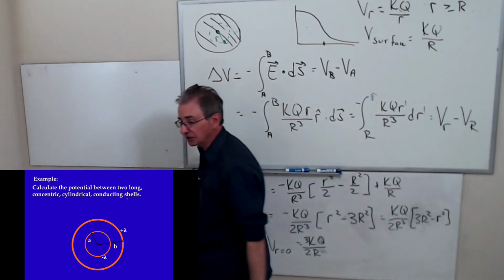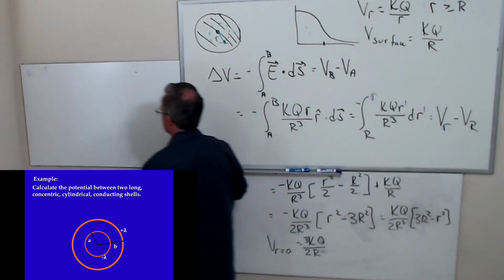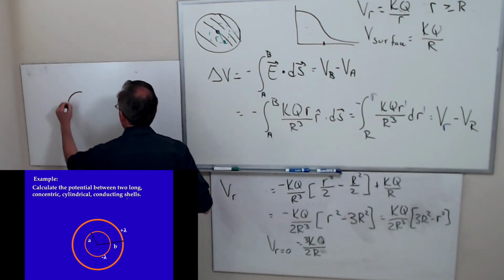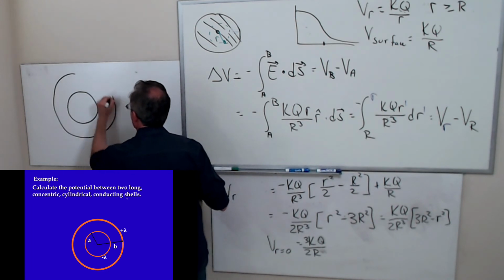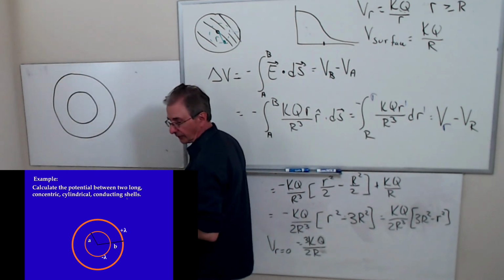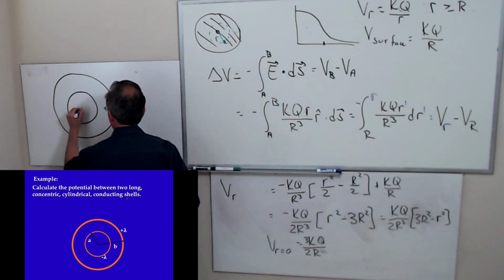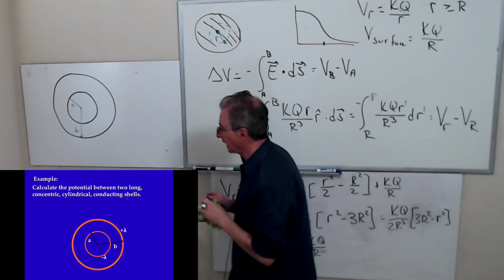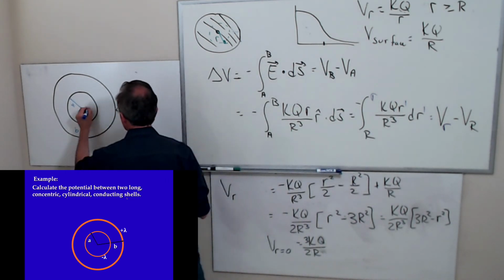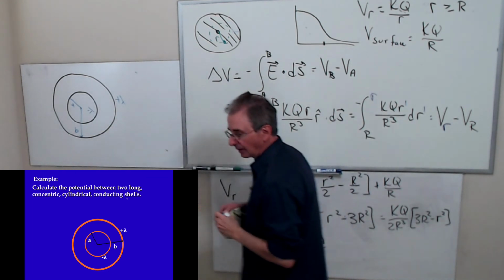So let's say I have concentric cylinders, one of radius A, the other radius B, and you connect them to a power supply. When you do that, one will be negatively charged and one will be positively charged. They'll have equal and opposite charges.